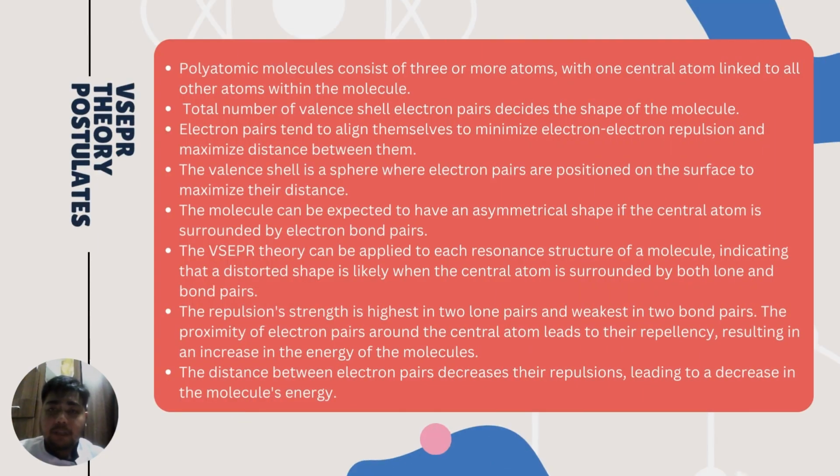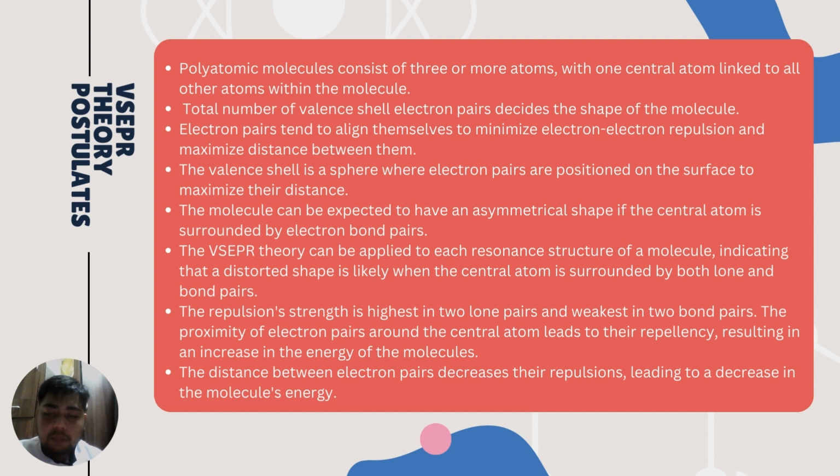VSEPR theory postulates that polyatomic molecules consist of three or more atoms, with one central atom linked to all the other atoms within the molecule. Next, the total number of valence shell electron pairs decides the shape of the molecule. And the electron pairs tend to align themselves to minimize the electron-electron repulsion and maximize the distance between them. The valence shell is a sphere where electron pairs are positioned on the surface to maximize their distance.